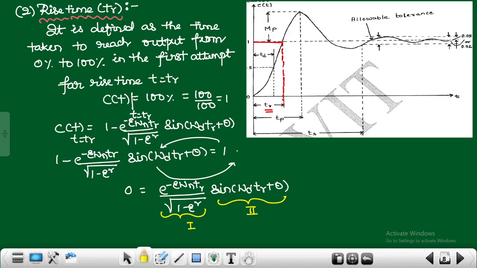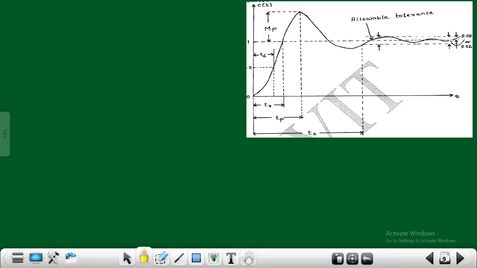So, for satisfying the equation, either the first one should be equal to 0 or the second one must be equal to 0, but definitely the first part, that is e to the power of minus zeta omega n T r divided by under root of 1 minus zeta square, will not become 0. Why? Because T r is a finite value. So, it will not become equal to 0. That means, the first part will not become 0. So, let us make the second part equal to 0, that is sine of omega d T r plus theta is equal to 0.